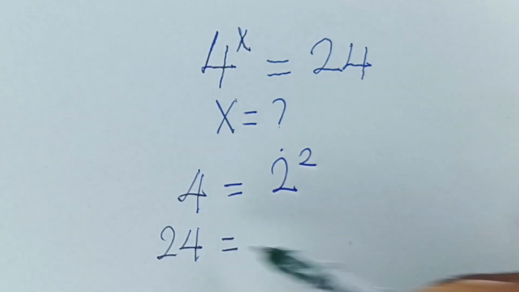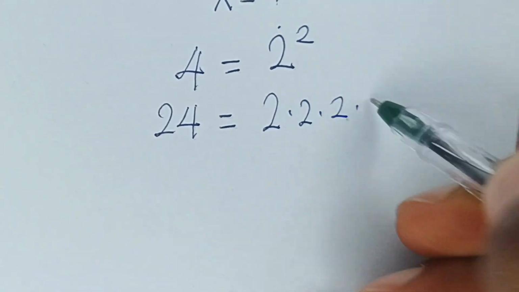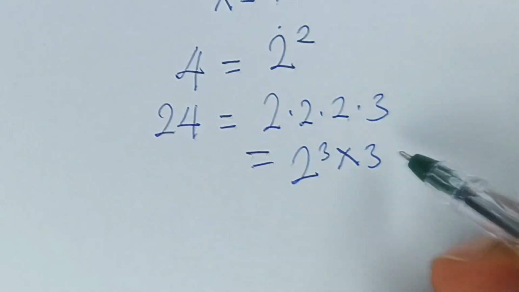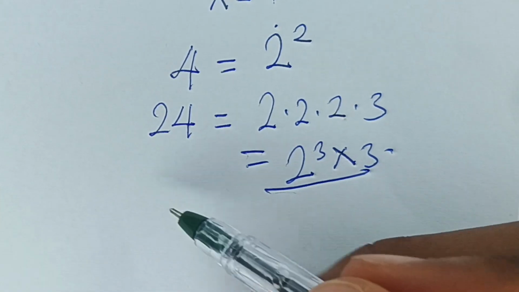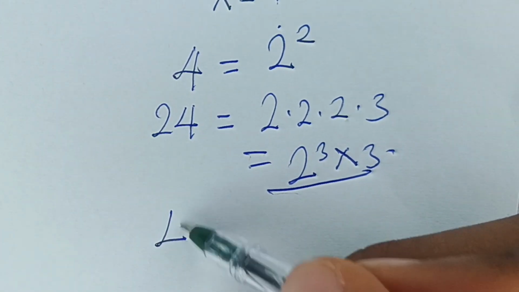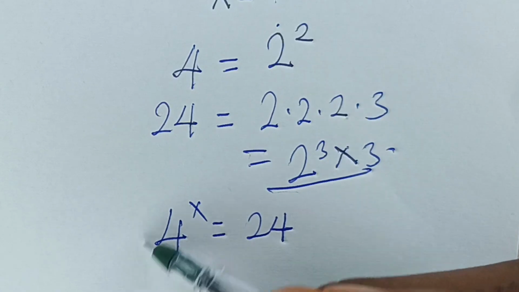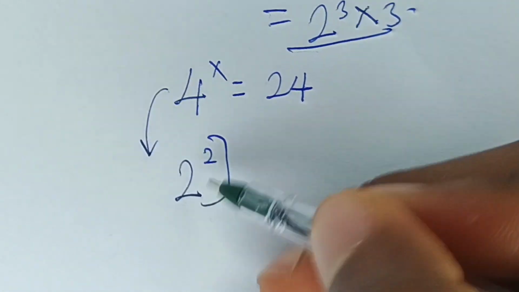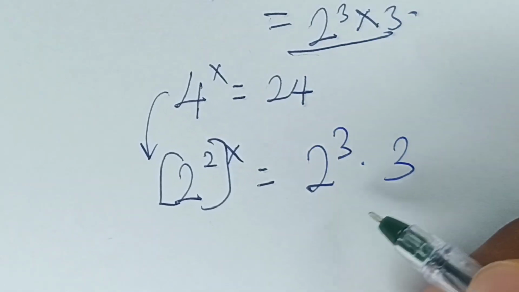24 is a multiple of 2 times 2 times 2 times 3, and this is 2 cubed multiplied by 3, also in index form, okay? Now you can go ahead and say that this question will now change to, so we had 4 raised to the power x equal to 24. This question now becomes 2 squared raised to the power of x to be equal to 2 cubed multiplied by 3.